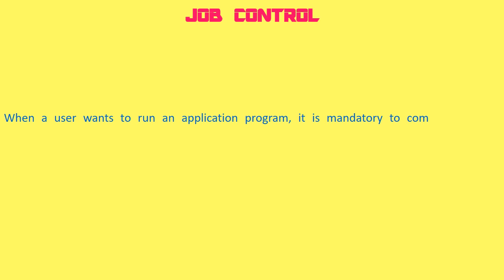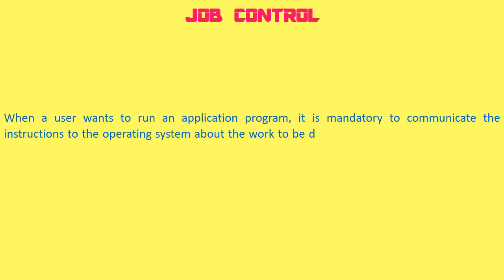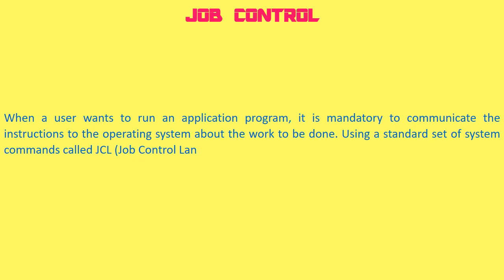Job control. When a user wants to run an application, it is mandatory to communicate the instructions to the operating system about the work to be done. Using a standard set of system commands called JCL, Job Control Language, a user can communicate with the operating system.